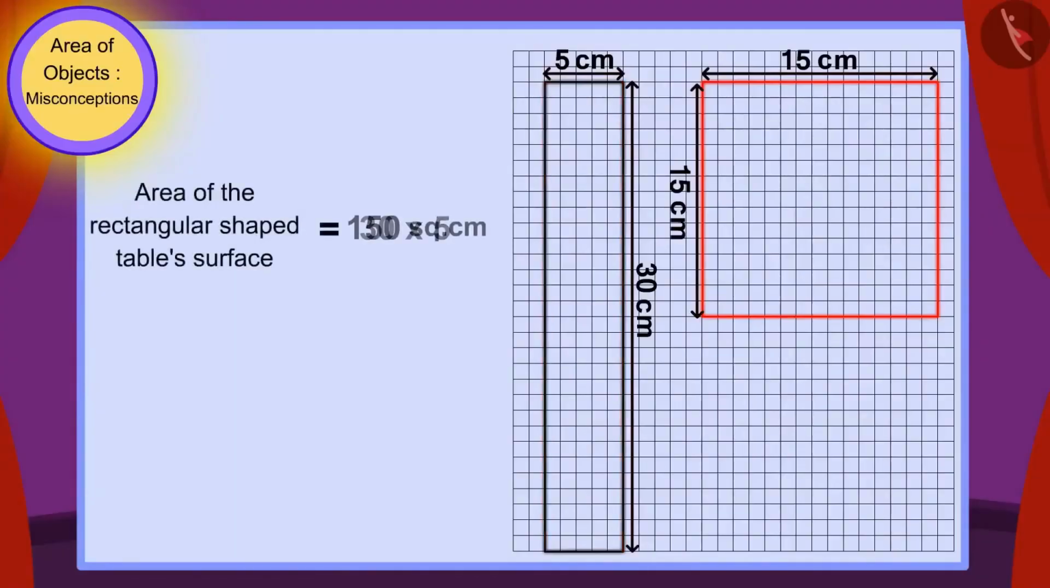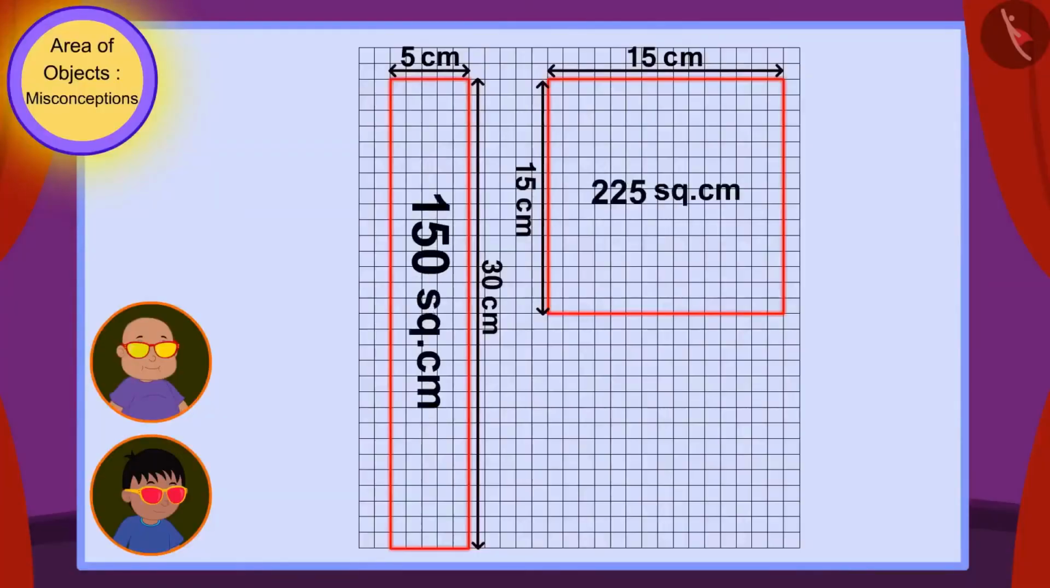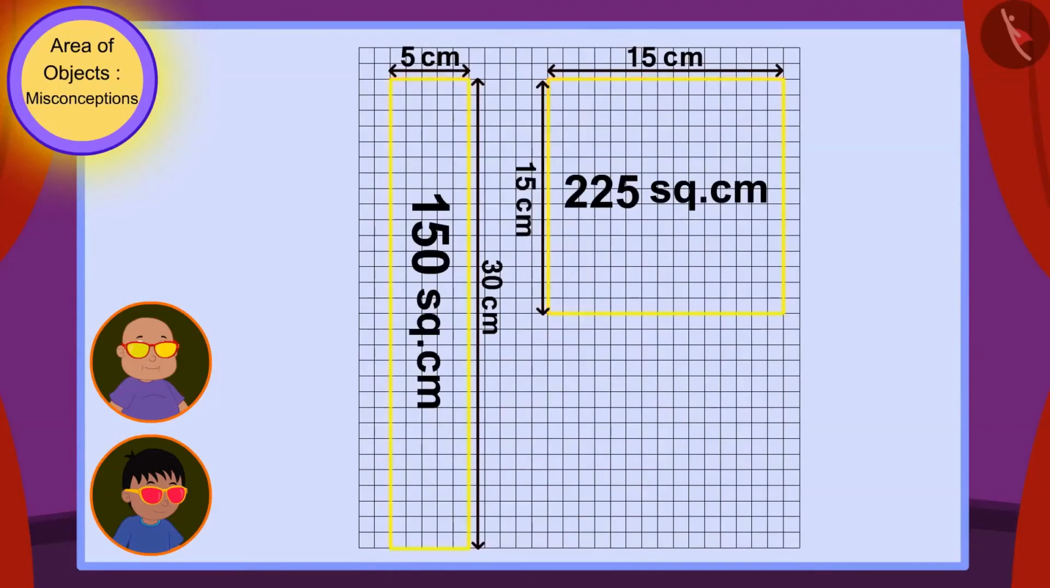There are 150 squares in the surface of the rectangle-shaped table, or the area of the rectangular table surface is 150 square centimeters. And there are 225 squares in the square-shaped table surface, or the area of the square-shaped table's surface is 225 square centimeters. Raju and Bablu also found the area of the surfaces of both tables just like you.